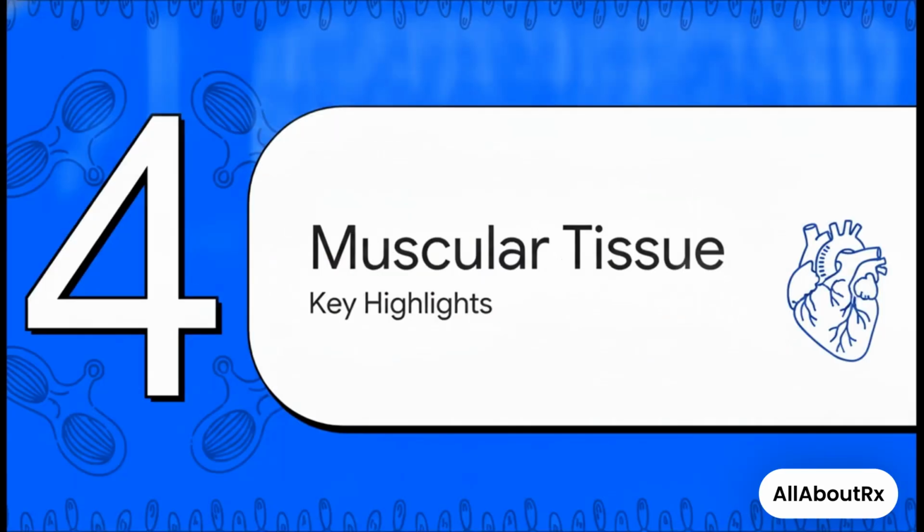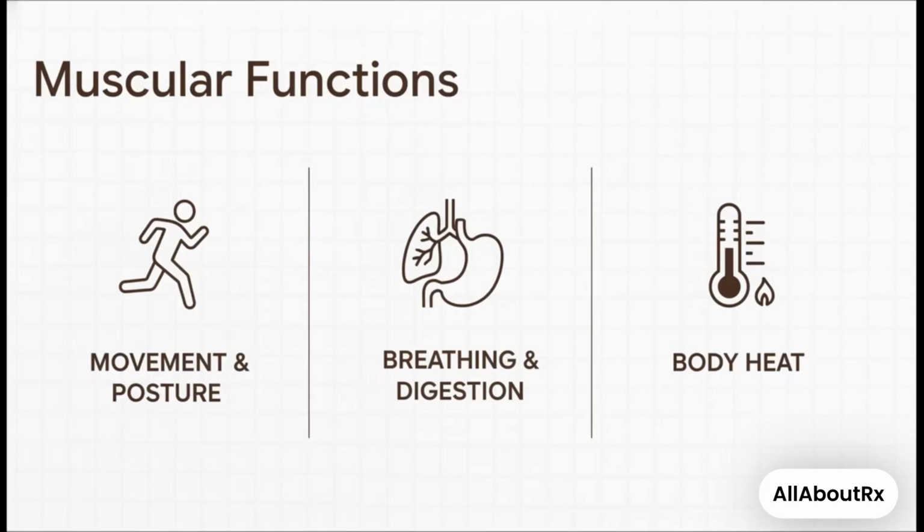All right, leaving the boundary layers behind, let's pivot to section 4, the M in our mnemonic, muscular tissue. Muscle tissue is uniquely designed for one fundamental job: contraction. It pulls on your bones so you can move voluntarily and keep your posture upright.